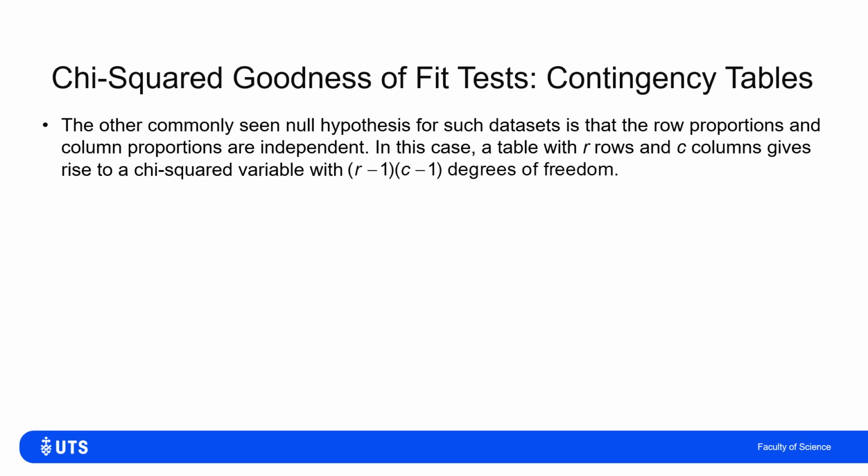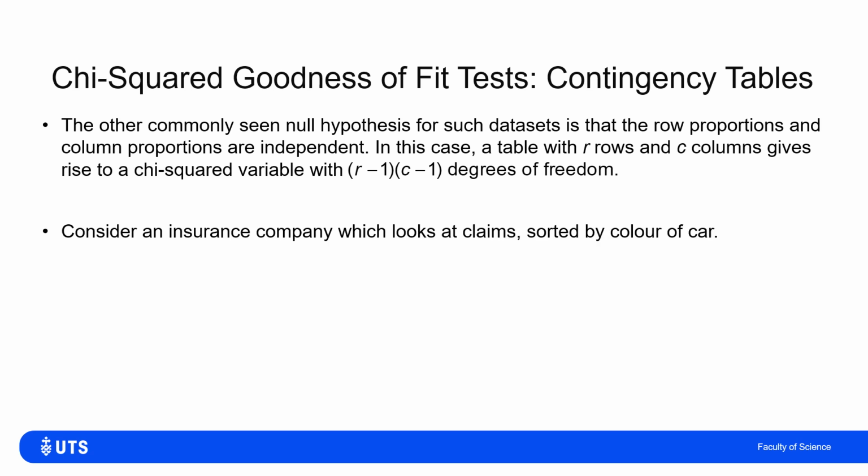And so if I put this as a table with R rows and C columns, the row totals are constrained to certain totals, and the column totals are constrained to certain totals. So in this case, I've got R minus 1 times C minus 1 degrees of freedom.